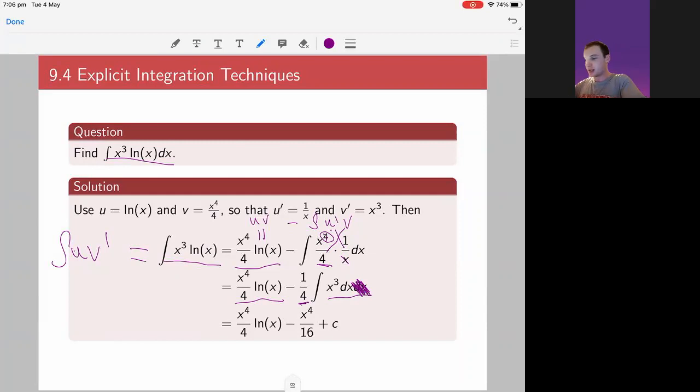Now, again, the x to the fourth on 4 log x just comes out the front, while the integral of x cubed, we know an antiderivative for x cubed is x to the fourth on 4. That 4 combines with this 4 to give 16, and we're just left with some arbitrary constant as usual.